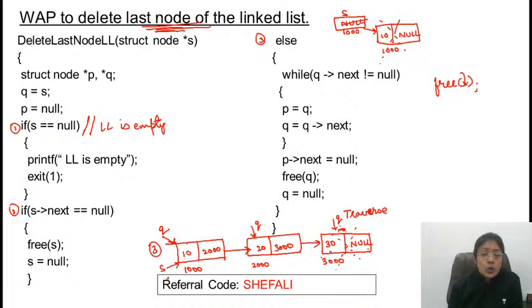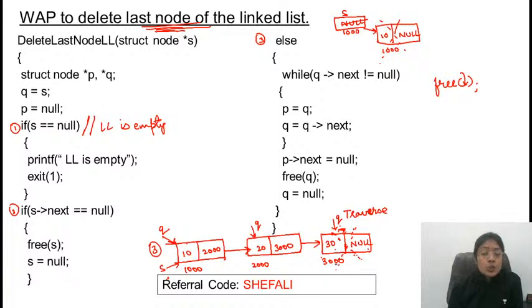If you want to print this data, before making a call to the free function you can print the data. If you want to return the value available in the last node, you can copy that data in some variable and return that variable. Whatever you want to do, just copy the data. After that, this node I want to delete.